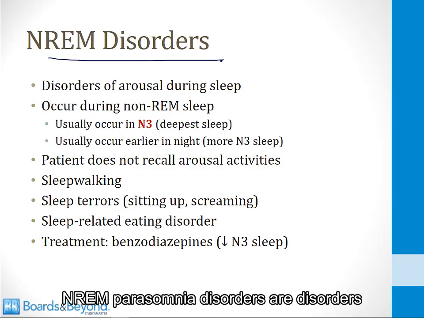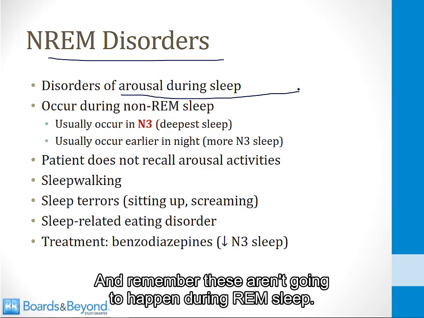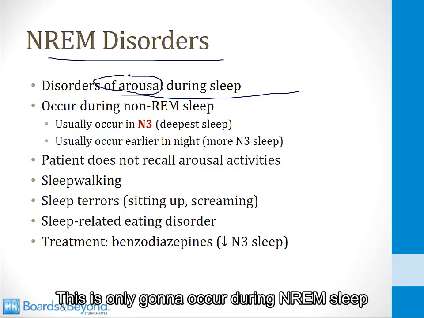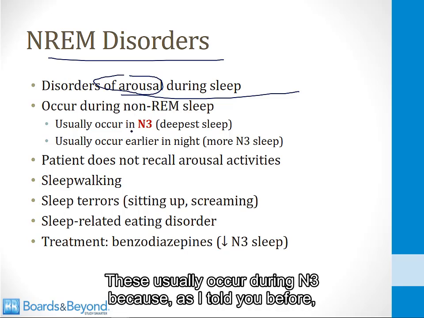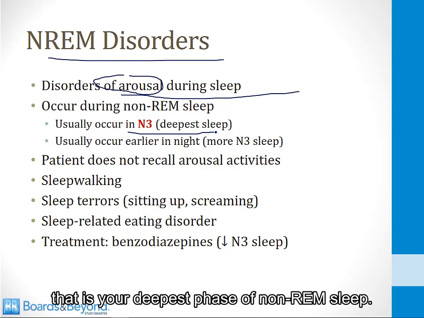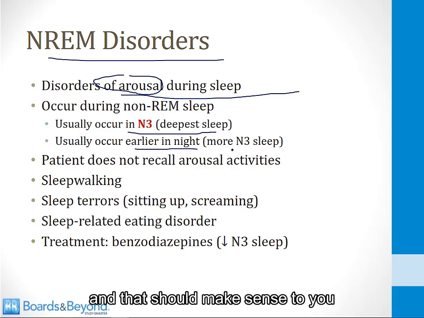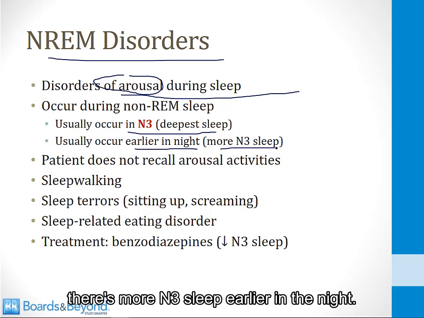NREM parasomnia disorders are disorders of arousal during sleep. And remember, these aren't going to happen during REM sleep. In REM sleep, you're paralyzed, so you're not going to have an arousal problem. This is only going to occur during NREM sleep when your muscles are not paralyzed. These usually occur during N3 because, as I told you before, that is your deepest phase of non-REM sleep. In addition, they usually occur earlier in the night, and that should make sense to you because, as we saw on that hypnogram, there's more N3 sleep earlier in the night.